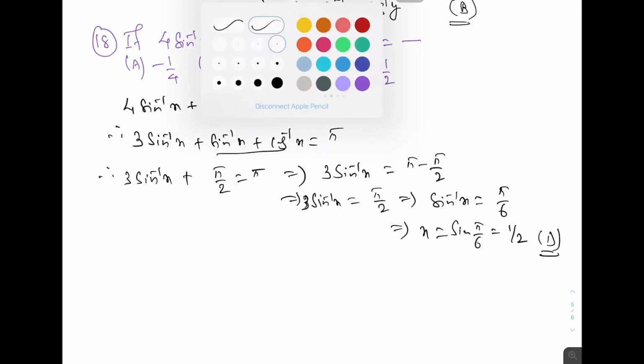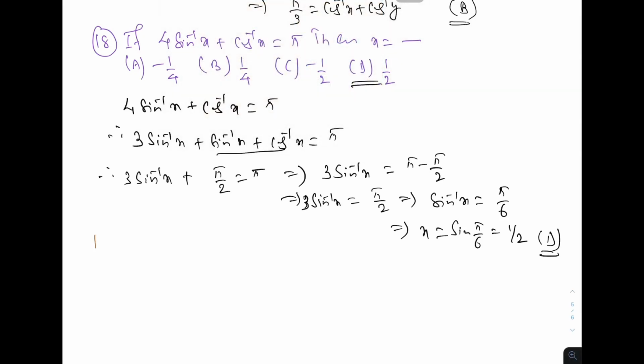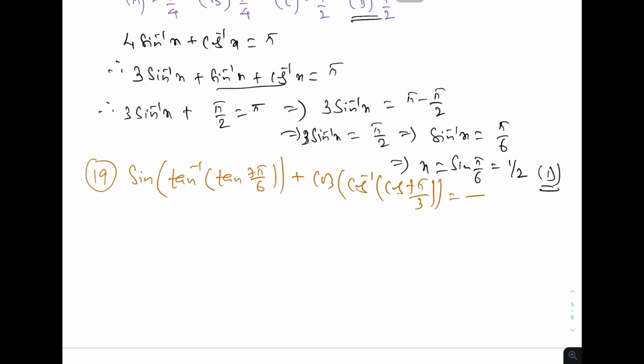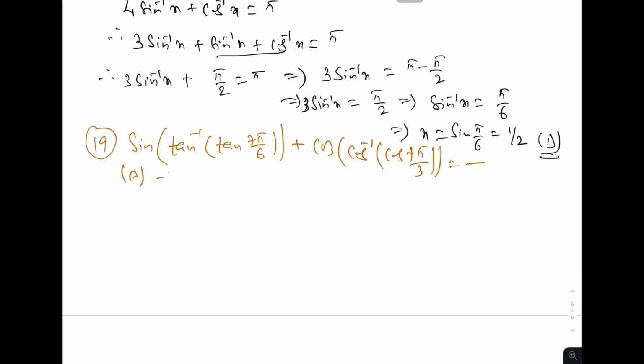Okay. Let us take one more example. Sine of tan inverse tan 7 pi by 6 plus cosine of cosine inverse cosine 7 pi by 3 is blank. Options are minus 1, 0, 1, root 3 by 2.